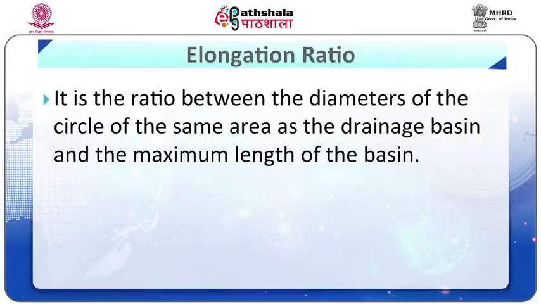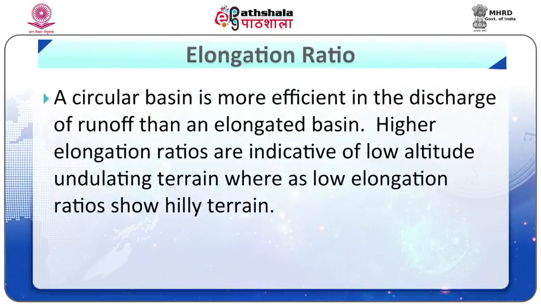Elongation ratio. It is the ratio between the diameter of the circle of the same area as the drainage basin and the maximum length of the basin. A circular basin is more efficient in the discharge of runoff than an elongated basin. Higher elongation ratios are indicative of low-altitude undulating terrain, whereas low elongation ratios show hilly terrain.